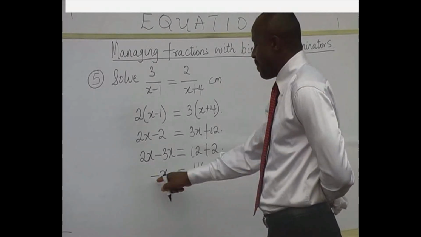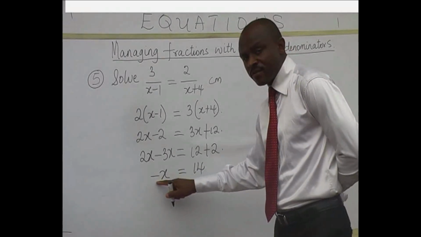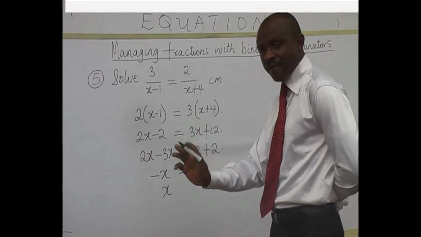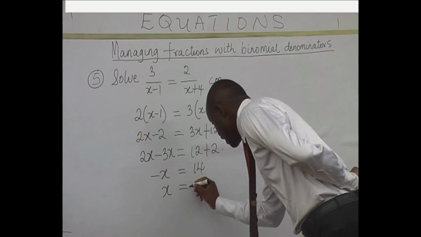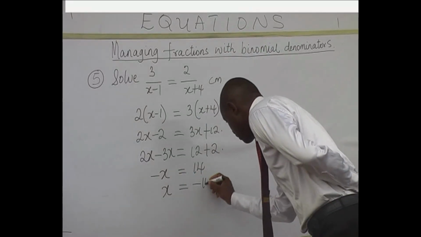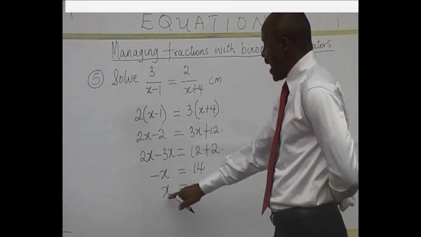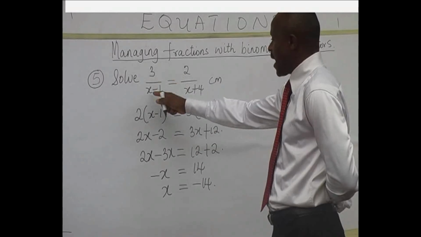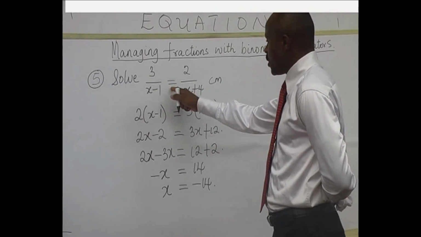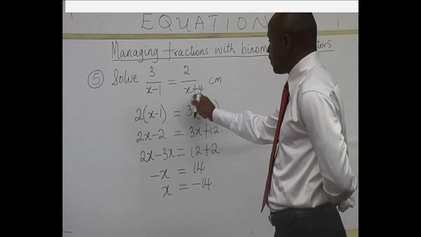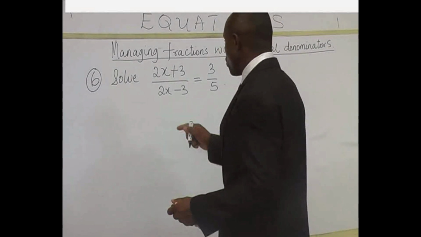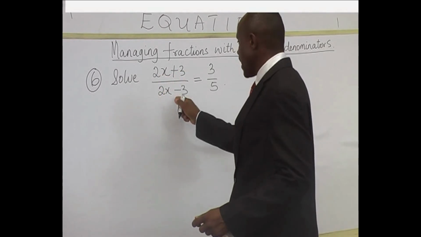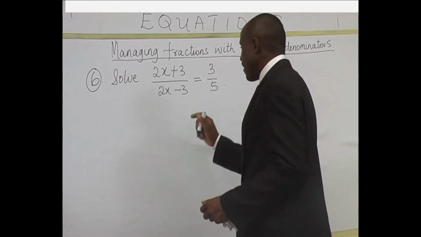Divide both sides by minus 1 so as to eliminate minus from the left hand side. When you do so, you are going to have plus x left in the left hand side and it is going to be equal to minus 14. That means x becomes minus 14 in that equation, 3 all over x minus 1 is equal to 2 all over x plus 4. This one says that we should solve 2x plus 3 all over 2x minus 3 is equal to 3 all over 5.